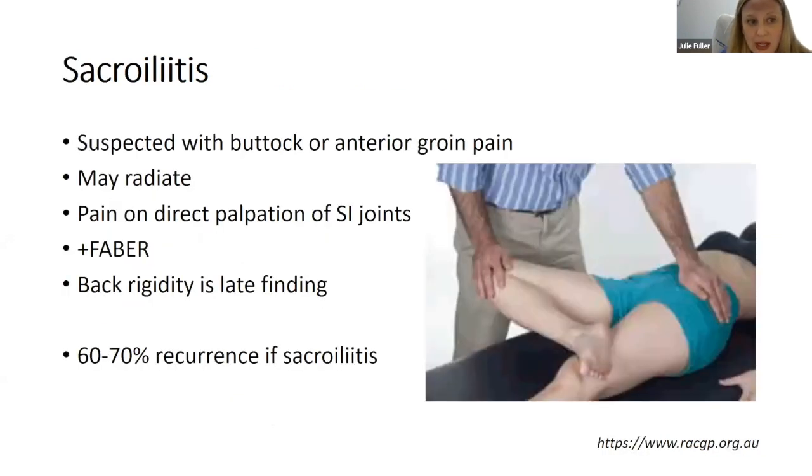And I included a slide here about sacroiliitis because this is a joint that we always ask for your help imaging. Obviously, this is a deep joint. We suspect sacroiliitis in a patient that may be complaining of buttock pain, and it can be low back or it can be over the buttock and extending down the back of the thigh. But it's also very common for SI pain to present with anterior groin pain.